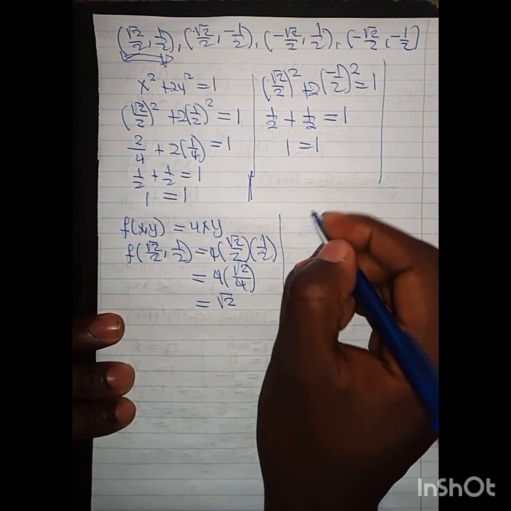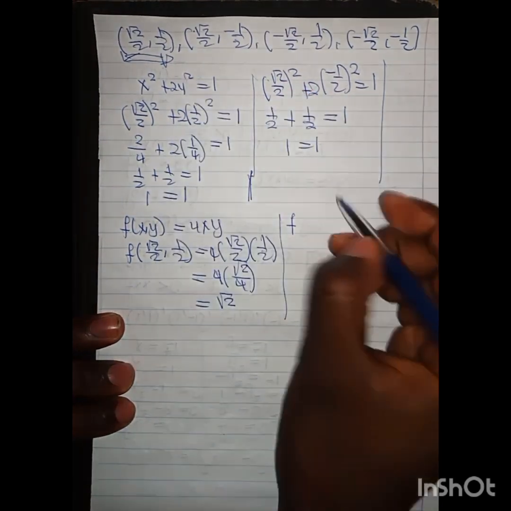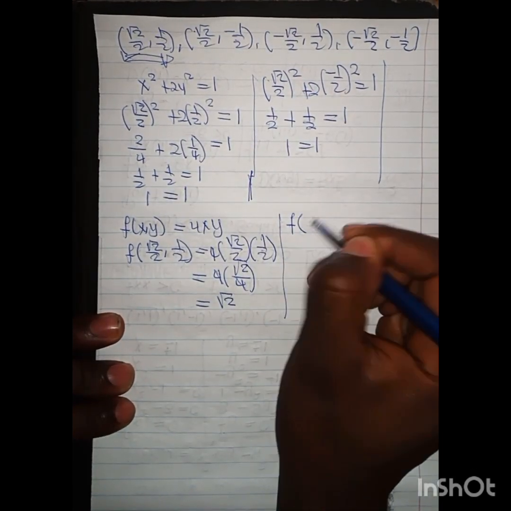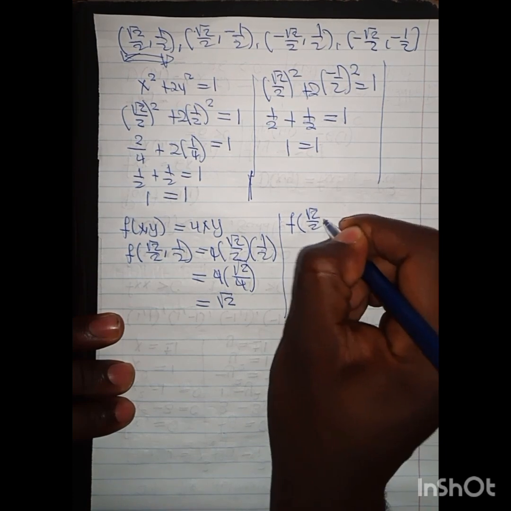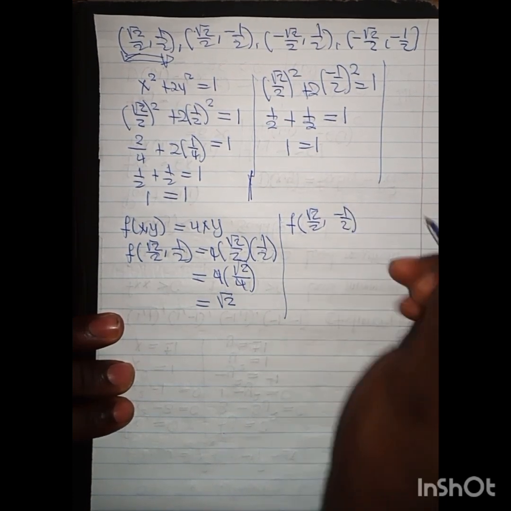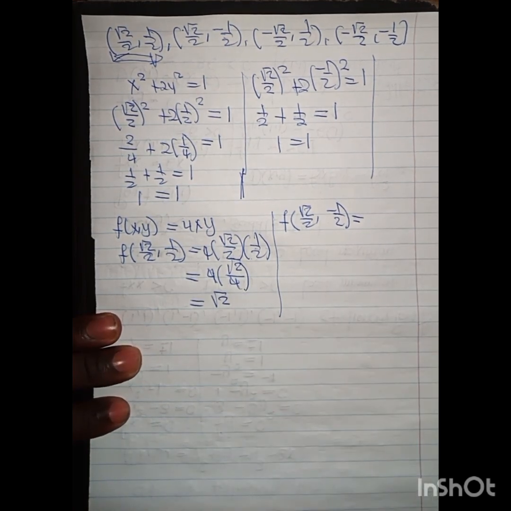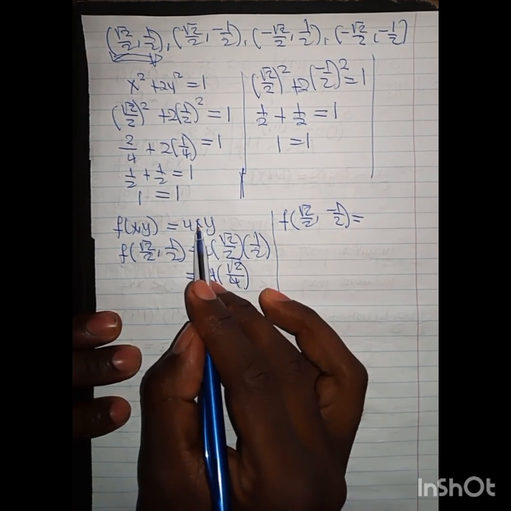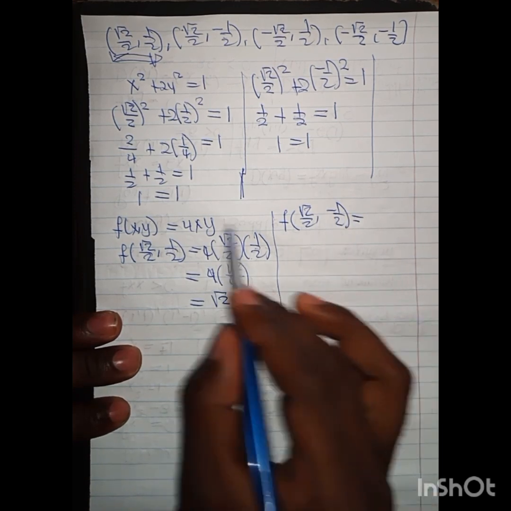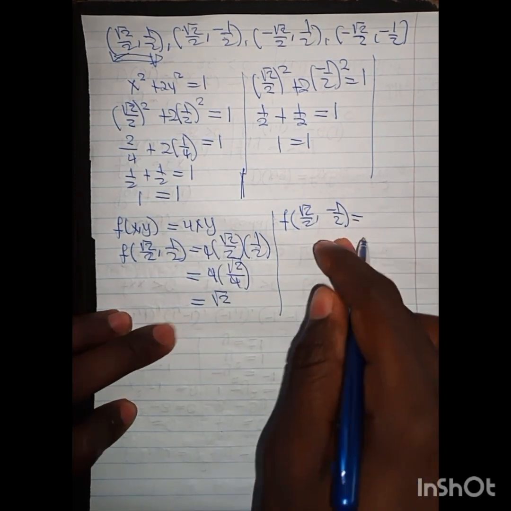Then let us find another point. The second one is this one. So this is f of root 2 over 2, minus half. Then we substitute into the equation. When we substitute into the equation, we can see that the numbers are the same. Since they multiply each other, it means the answer will be the same.